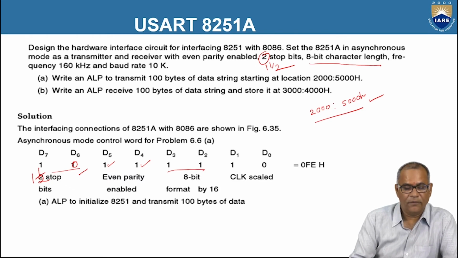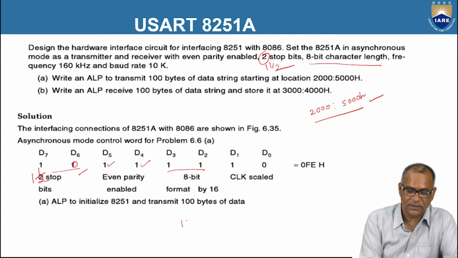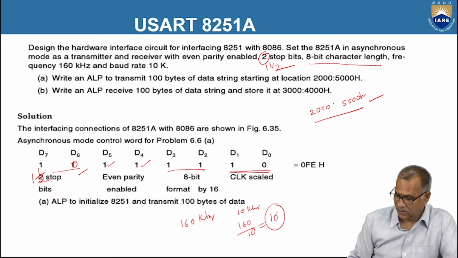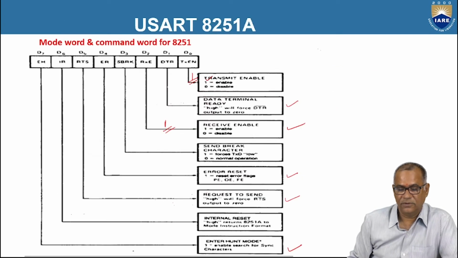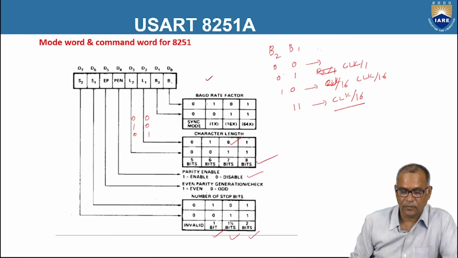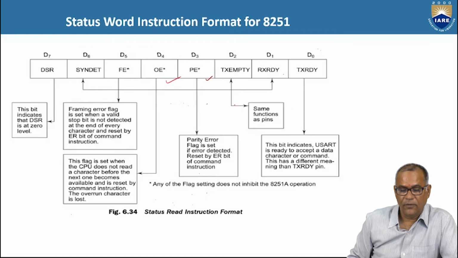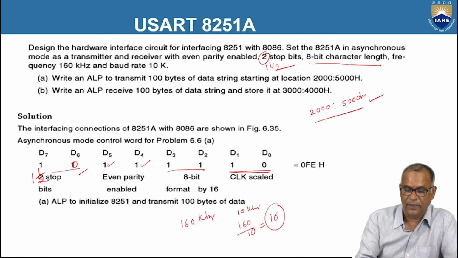And what is the clock frequency? Clock frequency is 160 kilohertz. Okay. And what is the baud rate? 10k. The required baud rate is 10k. So what is 160 by 10? That is 16. So the baud rate factor is 16. So you have to use this as 10 as per our format. So you see here, for 16 you have to use 10. So accordingly we have chosen 10 here.